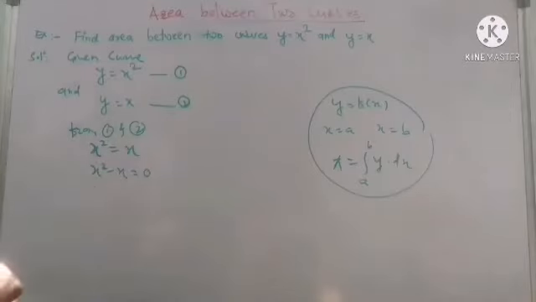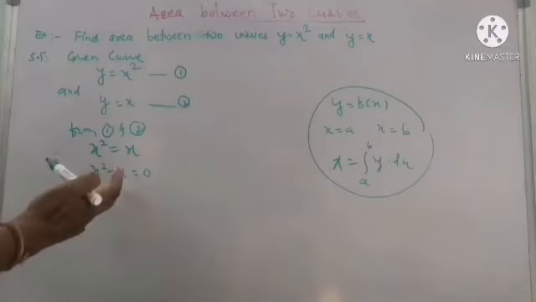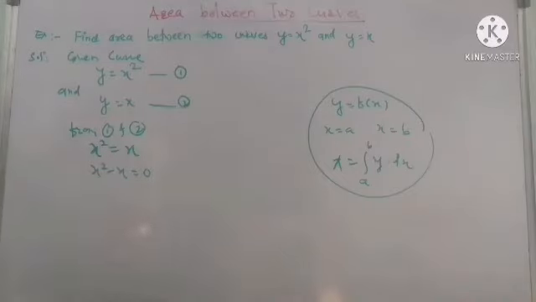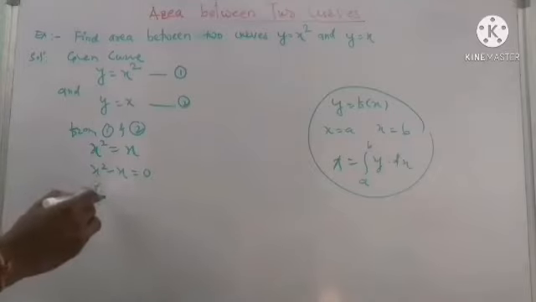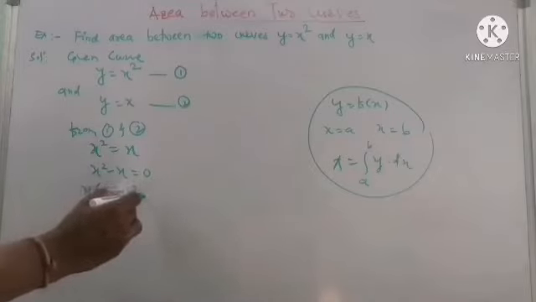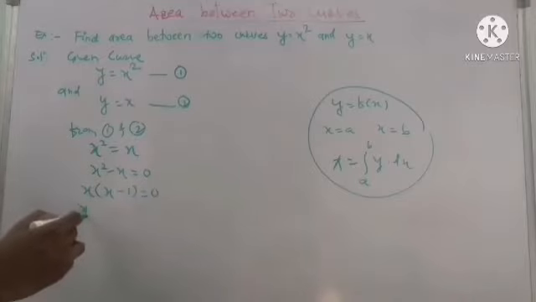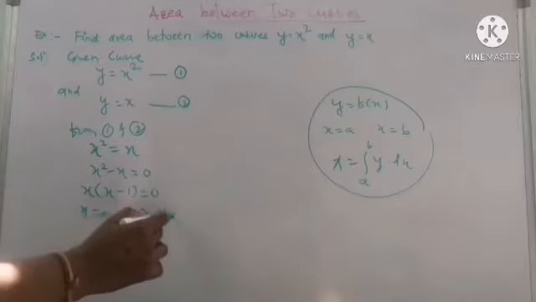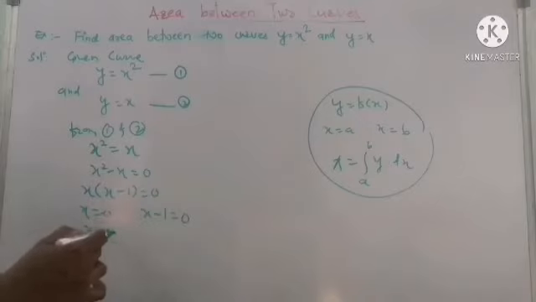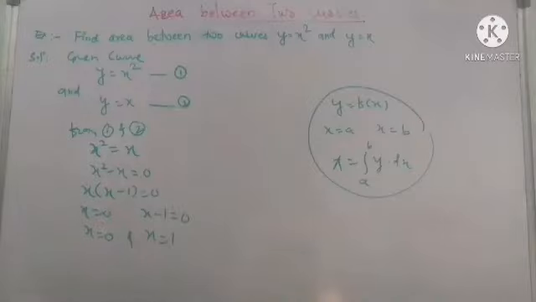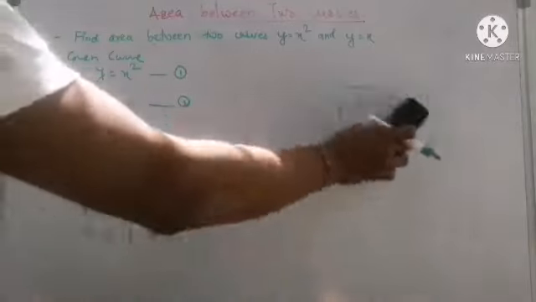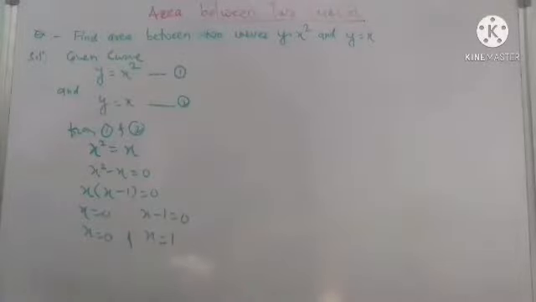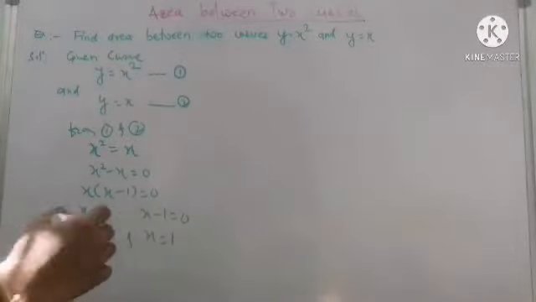Now we solve by factorizing this expression. As both terms are terms of x, we take x as common, so we get x minus 1 as the second factor: x is equal to 0 or x minus 1 is equal to 0. So we get the two values x is equal to 0 and x is equal to 1. These are the x-coordinates of the points of intersection between these two curves, as the area which we have to find is between these two vertical lines from 0 to 1.